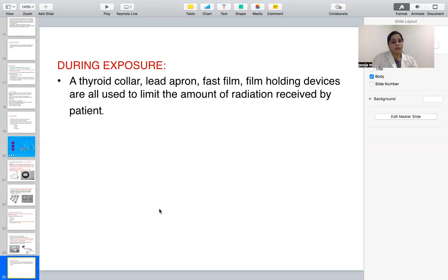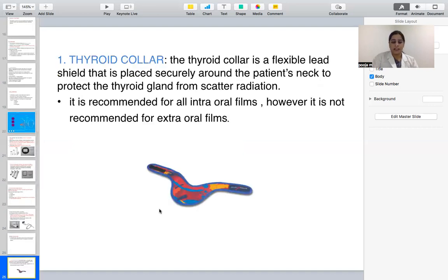Now coming to patient protection during exposure. So during exposure, what are the measures which we take, that I'll be talking about now. During exposure, use of a thyroid collar, lead apron, and use of fast film holding devices are used to limit the amount of radiation received by the patient. So first, coming to thyroid collar. These are nothing but a flexible lead shield which is worn around your neck, so as to protect your thyroid gland from the scattered radiation.